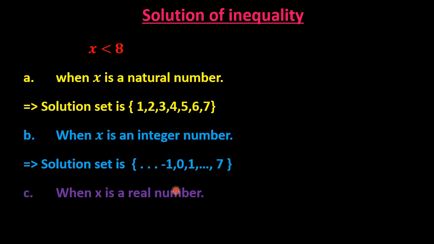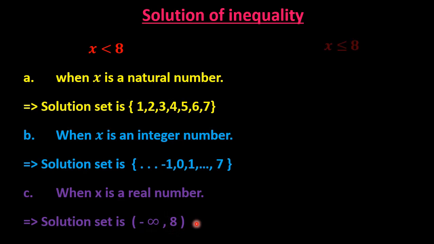So when x is a real number, the solution of the inequality will be all the real numbers which lie between minus infinity and 8, which can be written in interval notation. We call this an open interval because minus infinity will not be included and 8 will not be included as the solution.